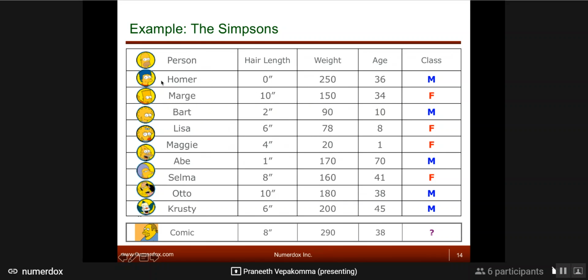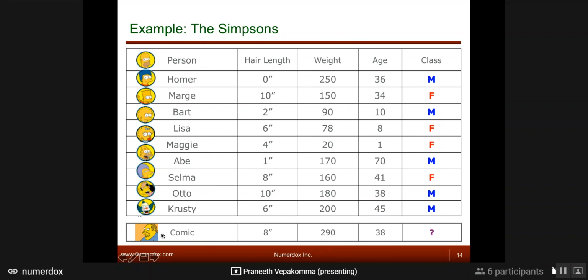Okay, Marge is this lady, 10 inch. Okay, Bart is this guy, 2 inch. So Bart has less hair than his mother. Lisa has so-and-so, 6 inch. Okay, anyway. So now based on this information and weight, right? Bart and Lisa have much lower weight. Maggie is like only 20 pounds, right? Maybe some kid, age 1 year, right? So we want to figure out whether it's male or female, right?